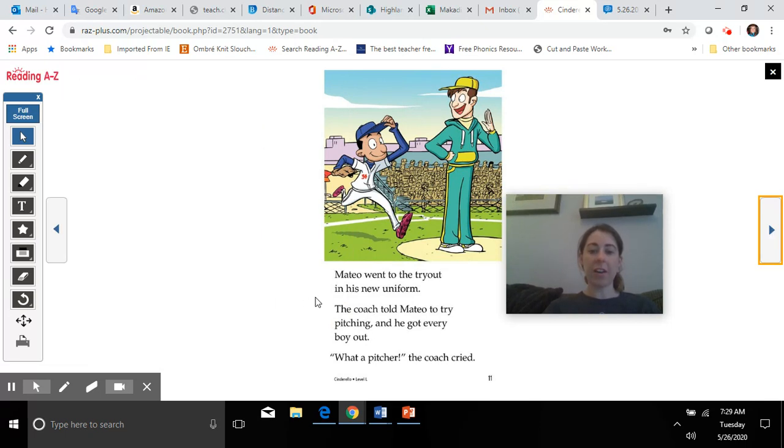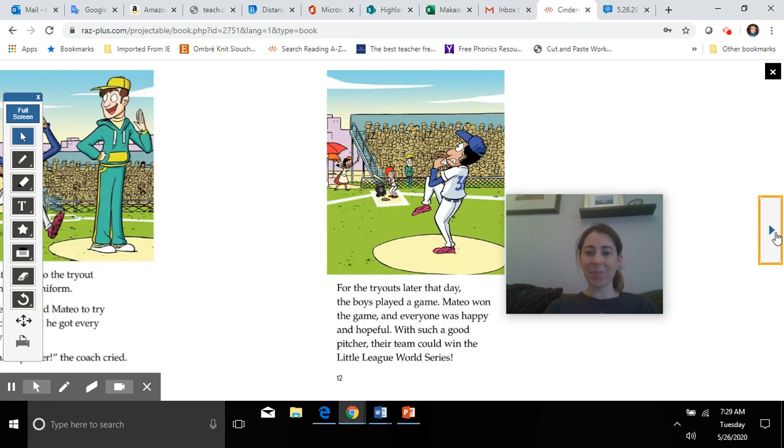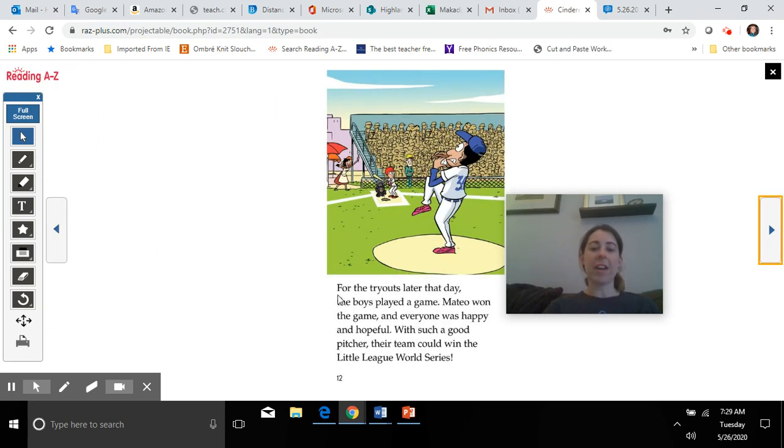Mateo went to the tryout in his new uniform. The coach told Mateo to try pitching, and he got every boy out. What a pitcher, the coach cried. For the tryouts later that day, the boys played a game. Mateo won the game and everyone was happy and hopeful. With such a good pitcher, their team could win the Little League World Series.